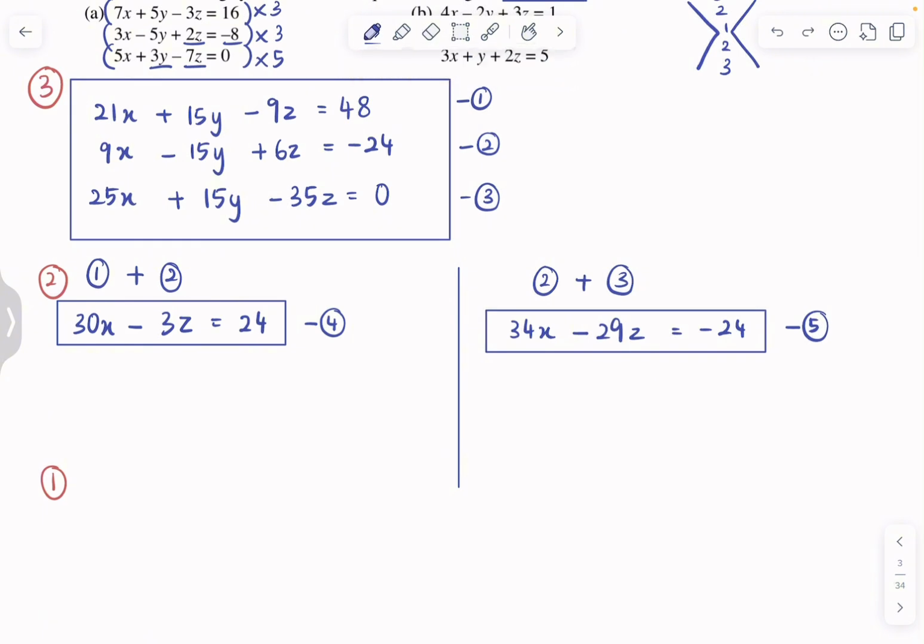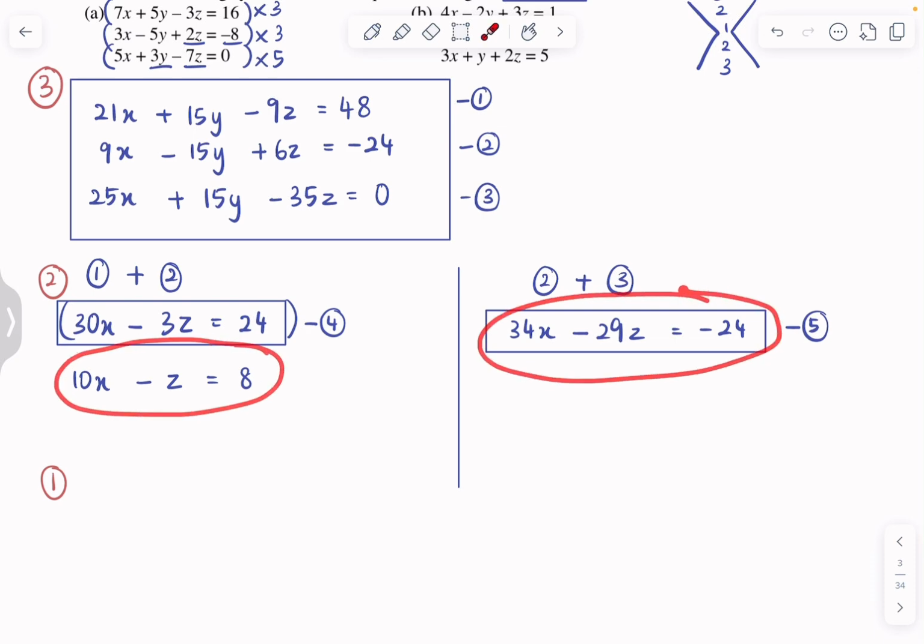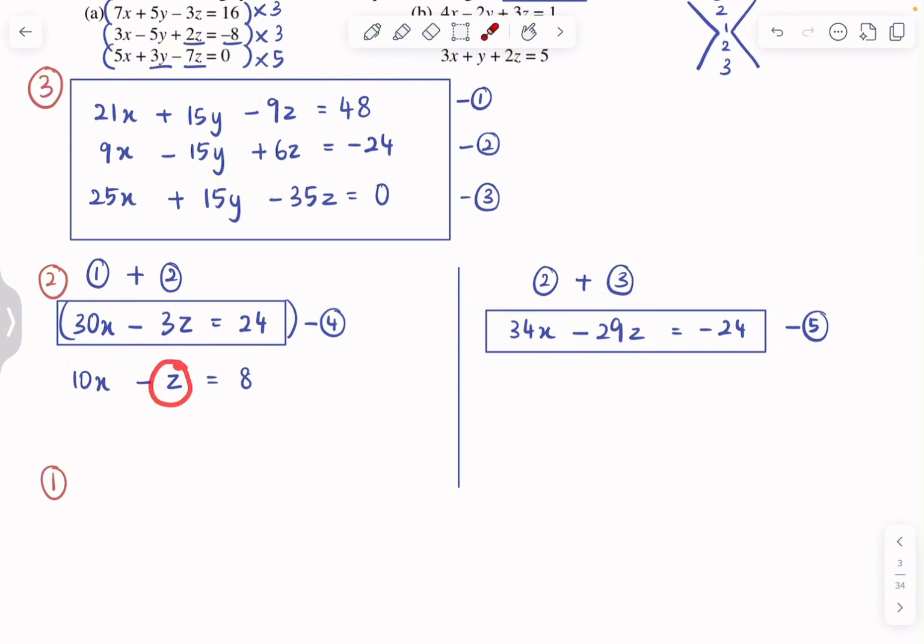Right. So this equation, the whole thing can be divided by 3. So if we divide it by 3, we get 10x minus z equals 8. Now, if you want to eliminate something from here, we have to make one element the same. So we have 1z here, we have 29z here. So we can work with this easily, we can times.